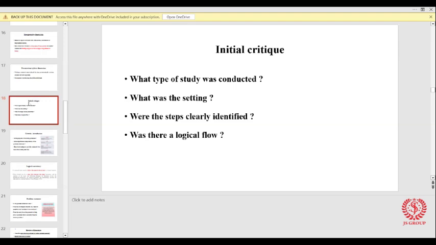Then was there a logical flow? The introduction chapter, after that the review of literature, then the methodology chapter, then the research results, afterwards the discussion chapter, then conclusion and summary. So many things will be there. We can check whether there is a logical flow or not. Then other things in the initial critique, next slide.